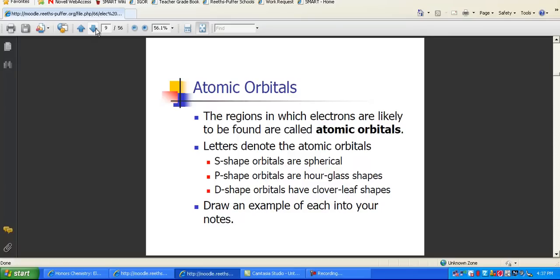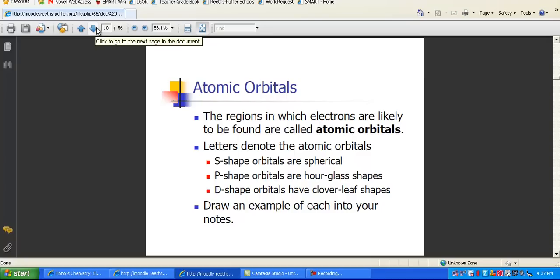The four letters are S, P, D, and F. An S-shaped cloud is spherical. A P-shaped cloud looks like an hourglass. A D-shaped cloud has a four-leaf clover shape. In our note pack, we have room to draw those.